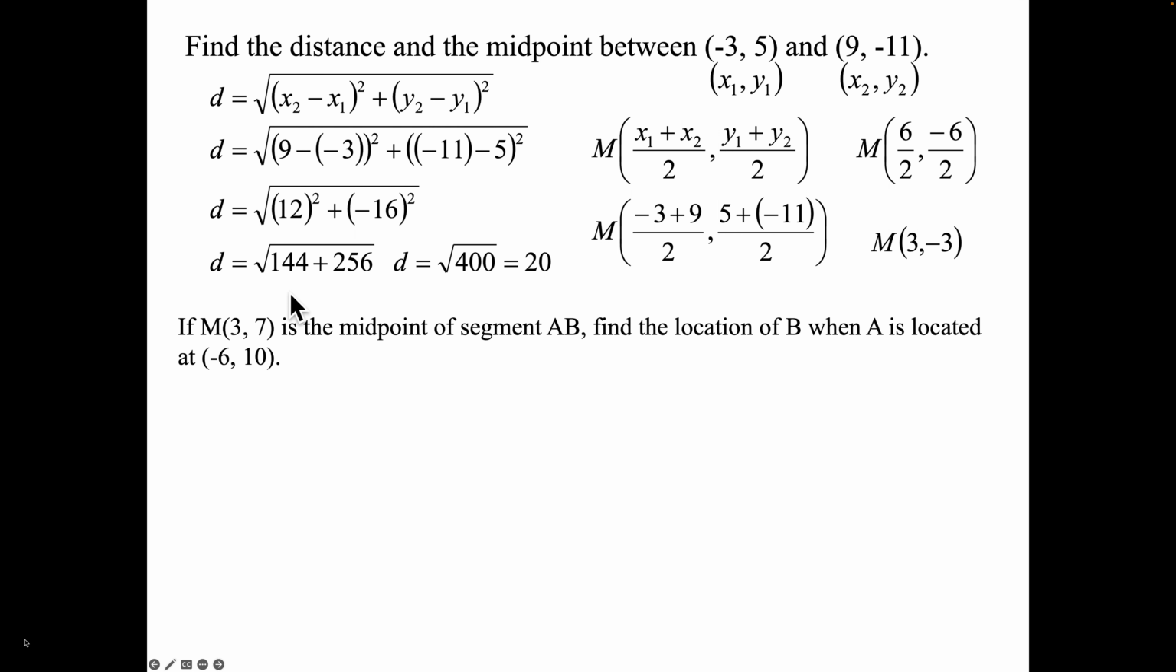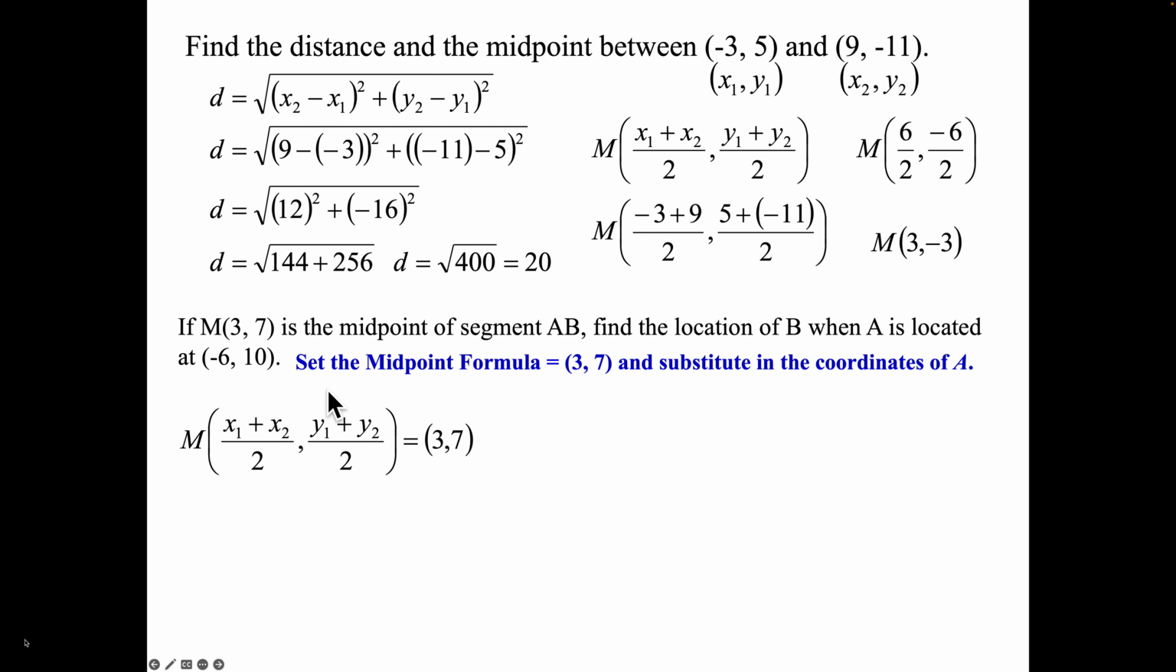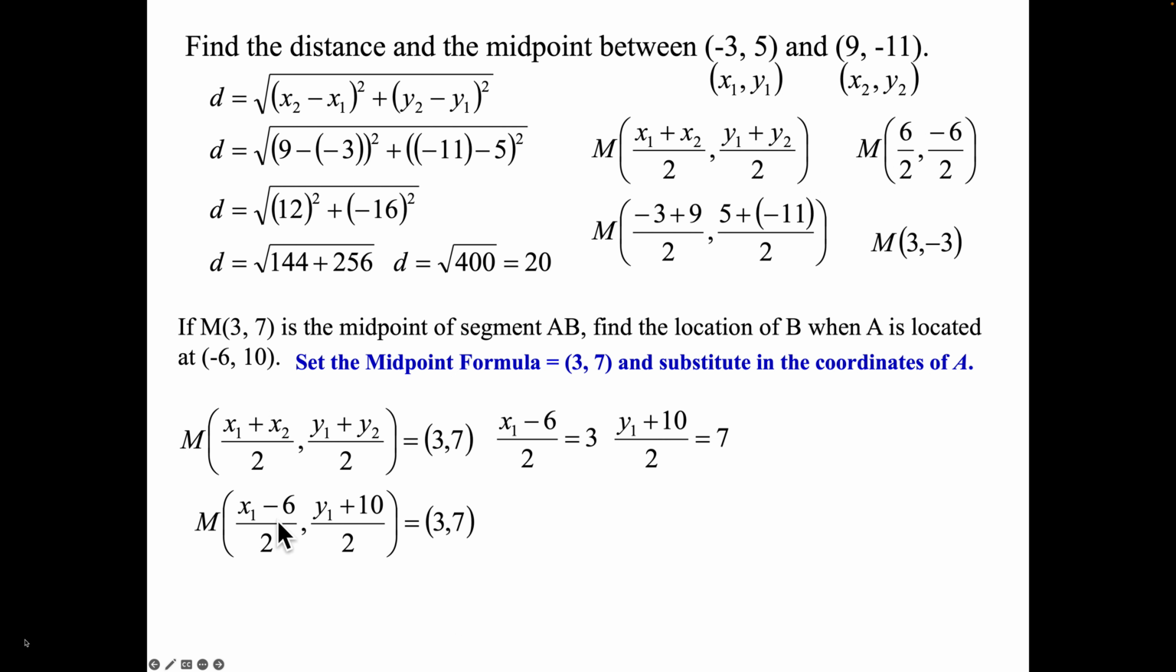All right, if M is (3, 7) and it's the midpoint of segment AB, find the location of B when A is located at (-6, 10). Every author wants you to take (3, 7) and set it equal to the midpoint formula, and then plug in the -6 for one of your x's, the 10 for one of your y's. Make two equations: this x coordinate equal to this x coordinate, this y formula equal to that y, and solve.